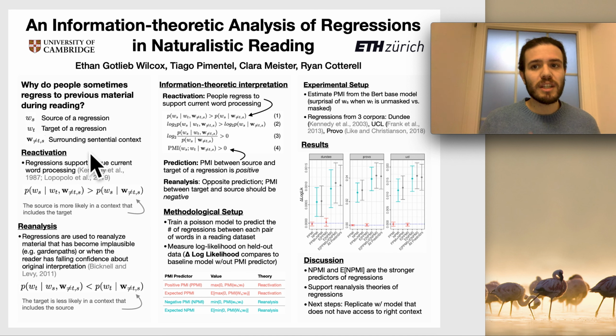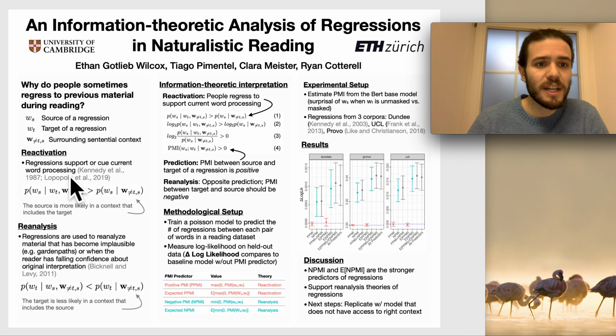We'll be contrasting two theories for regressions, and I want to note that these are not necessarily mutually exclusive. The first are reactivation hypotheses, which posit that regressions support or cue current word processing. We formalize this hypothesis using the following probabilistic inequality: the reactivation hypothesis predicts that the probability of the source given the target should be greater than the probability of the source without the target.